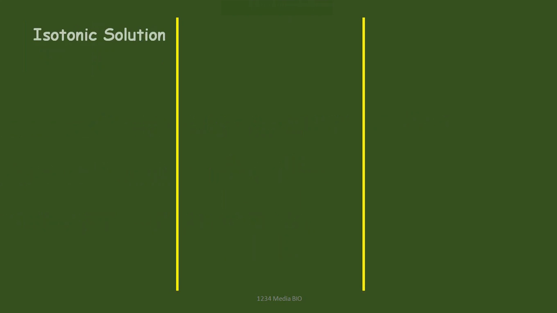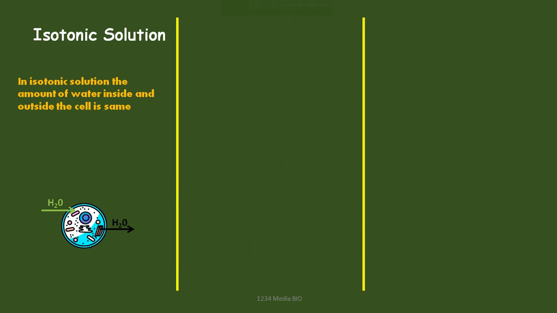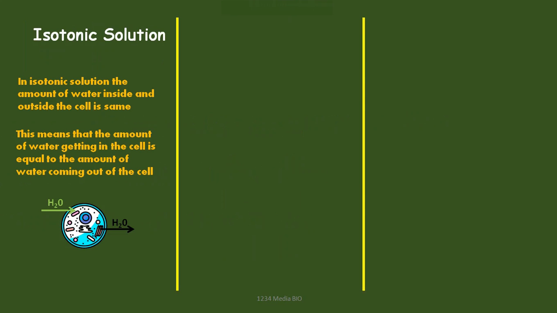First of all, isotonic solution. In isotonic solution, the amount of water inside and outside the cell is the same. This means that the amount of water getting in the cell is equal to the amount of water coming out of the cell.